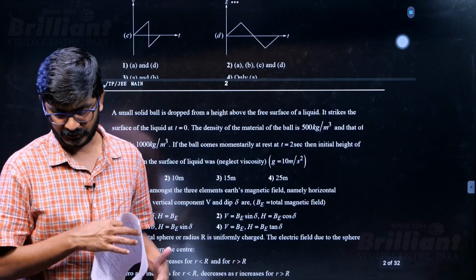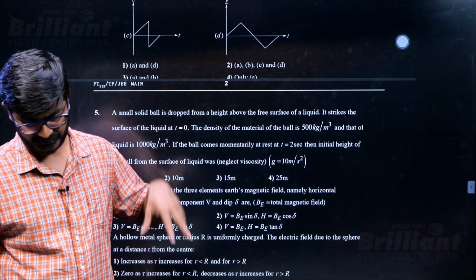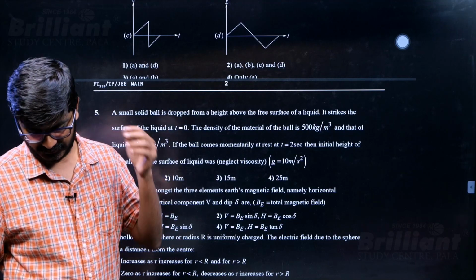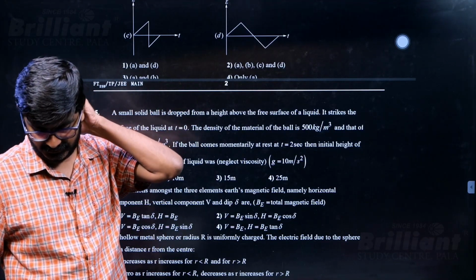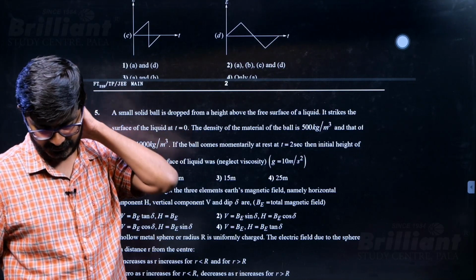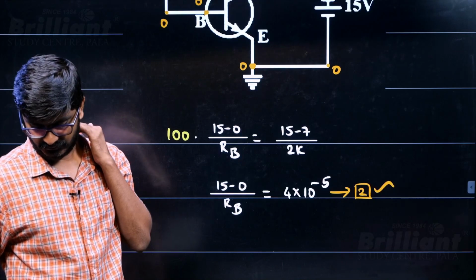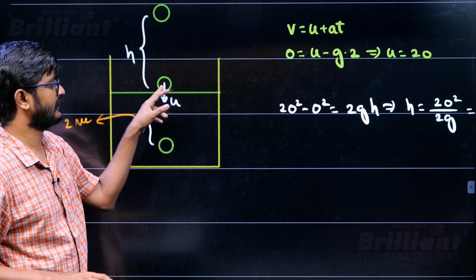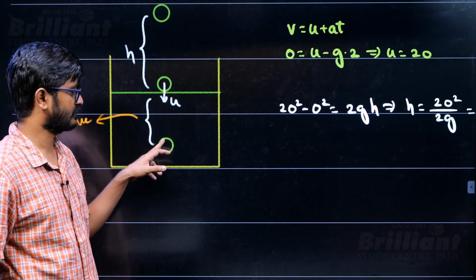A small solid ball is dropped from height h above the free surface of a liquid. It strikes the surface at t equals 0. The density of the material and that of the liquid are given. The ball momentarily comes to rest at t equals 2 seconds. Then find the initial height of the ball from the surface of the liquid. So the question goes like this. A ball is dropped from here. While it reaches here, it will have some speed. Now after entering, its speed is reducing and it is becoming 0.